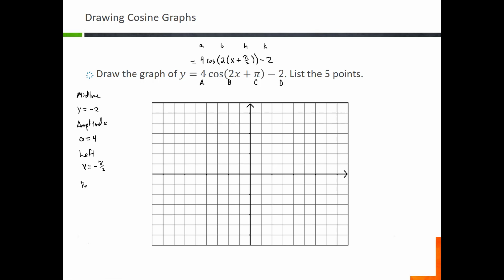I need to find the period next. So the period is going to be 2 pi over b, which b is a 2, which means the period has a length of pi. And then we need to do the width, which is 2 pi over our period, and our period is pi, so our width is going to be 2.